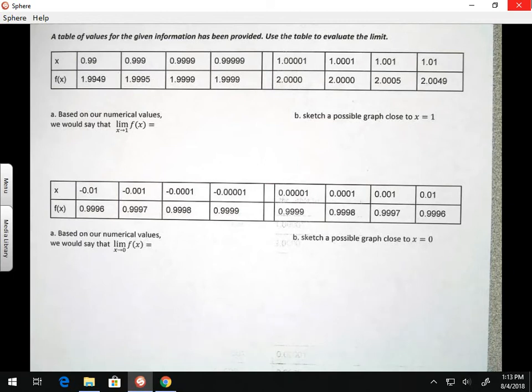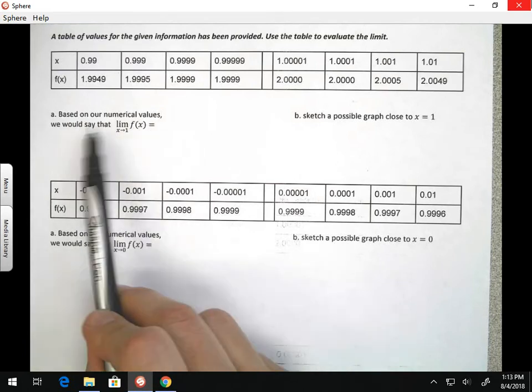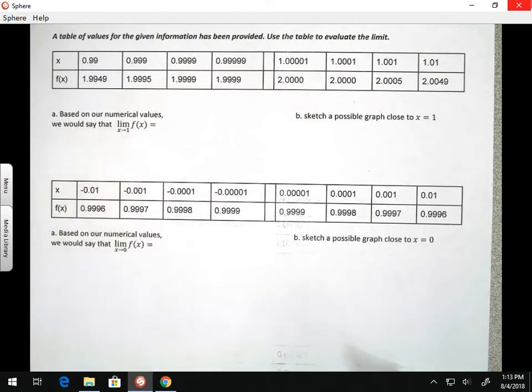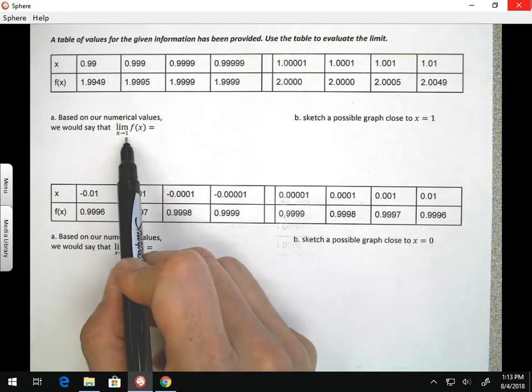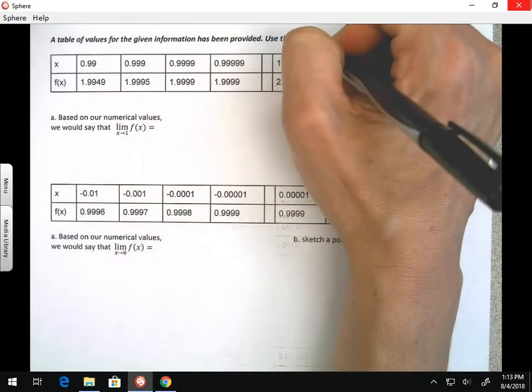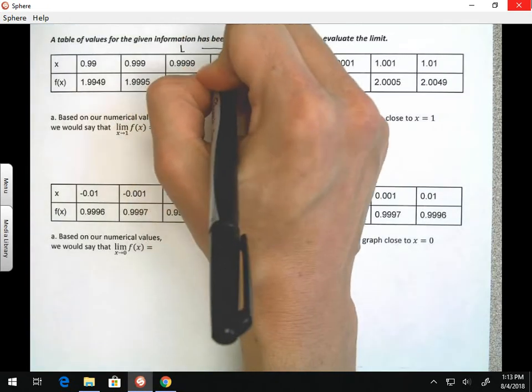So now it says the table of values for the given information has been provided, and we're going to use the table to evaluate the limit. So for my first one here, it says based on our numerical values, we would say that the limit as x approaches 1 of f of x, and we have to find that limit. Now remember, this is asking for a two-sided limit, so I need to consider the values coming from the right and the values coming from the left.